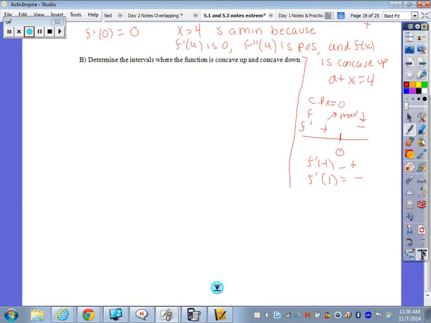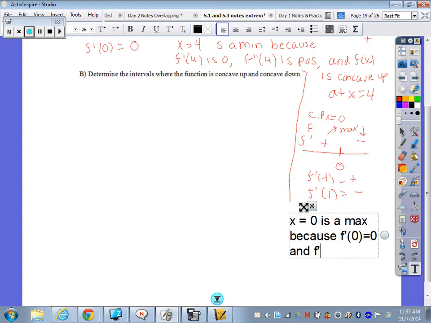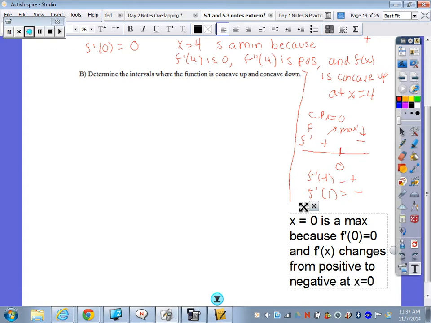To justify with the first derivative test, you have to state that x equals 0 is a max because, for this you need to include that, again, the derivative at that point is equal to 0 or undefined, and f prime of x changes from positive to negative at this point. Okay, so that's how you justify a first derivative test.